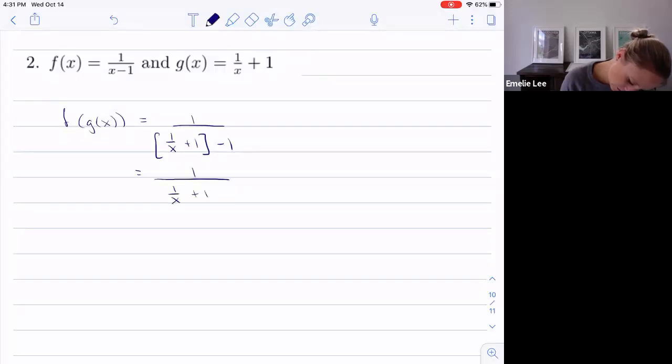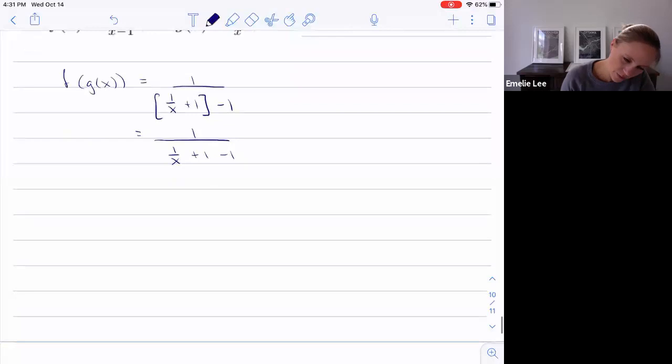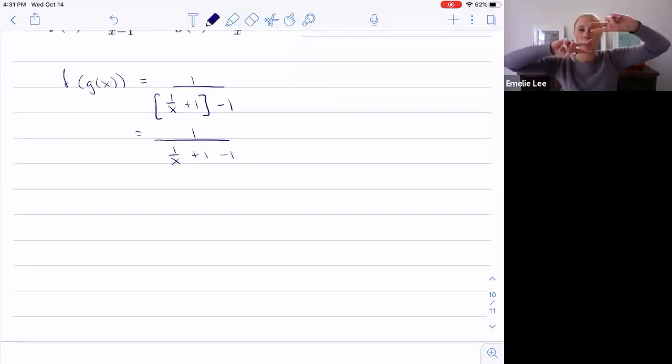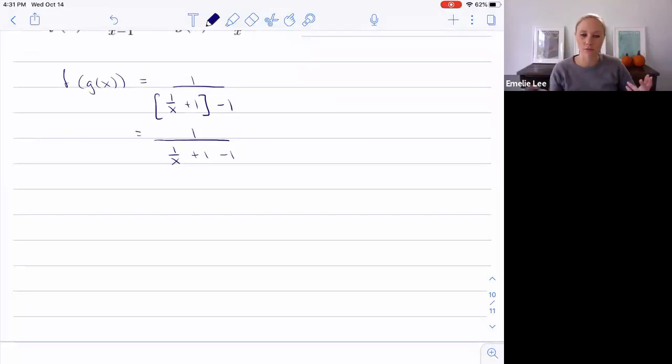1 over x plus 1 minus 1. Well, the plus 1 minus 1 goes away, so then I've got 1 over 1 over x. 1 I can rewrite as 1 over 1, and then I've got a fraction over a fraction, which means I can just flip and multiply, and I'm left with x.